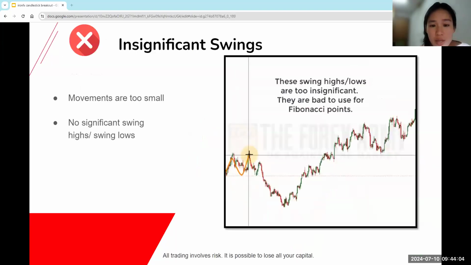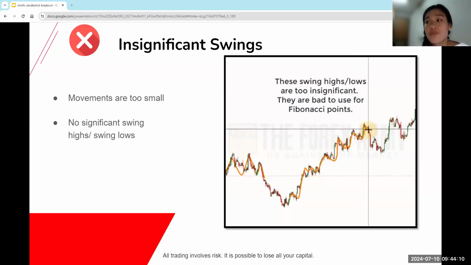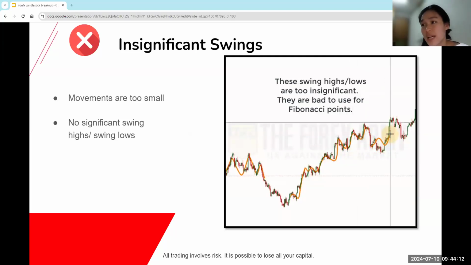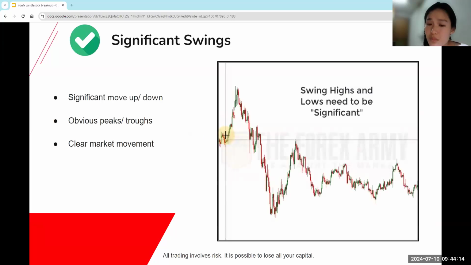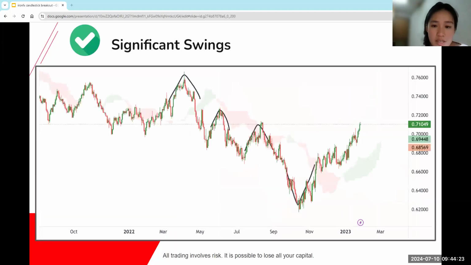So for example, here we have an insignificant swing. So these are bad points to use for Fibonacci. Not just Fibonacci, but any kind of analysis as well. So this is the kind of shape that we want to be looking for with significant moves up and down. Okay, here's another example. I've drawn out exactly how clear your peaks and troughs should be.